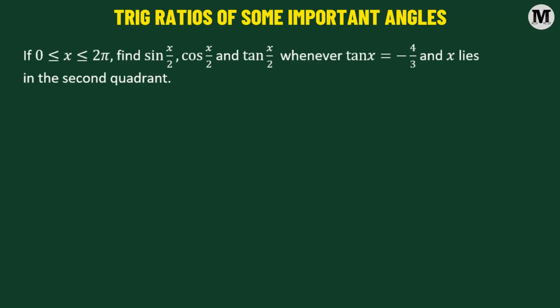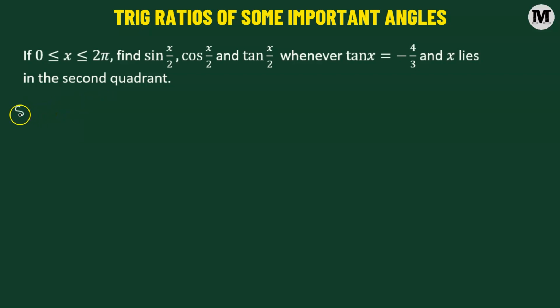So in this problem, it is given that x lies between 0 and 2 pi. We need to find out the value of sine x over 2, cosine x over 2 and tangent of x over 2 whenever the tangent of x is given by -4/3 and the value of x is such that it lies in the second quadrant.